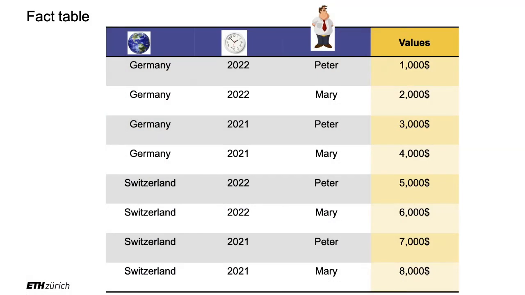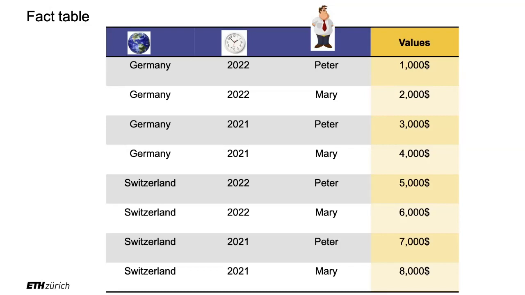Can anybody tell me how many dimensions this cube has? Just say it. I see three, exactly, because there are three columns, right? Except for the last one, three. And what are the dimensions of that cube? How much by how much by how much? 2 by 2 by 2, exactly.